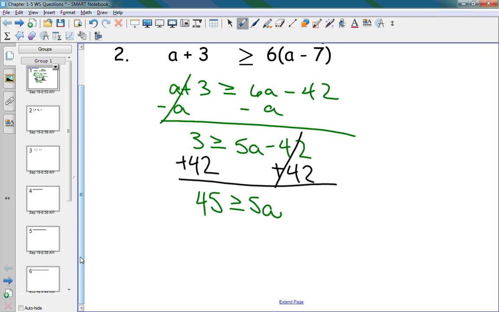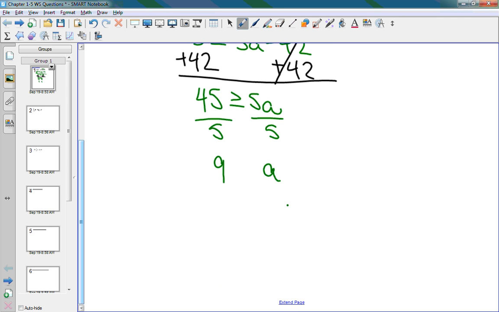And now I need to get rid of the 5. So how do I do that? It's attached by multiplication, so I divide both sides by 5. I get 9 is what? Do I flip the sign? No, I do not. I keep it because I did not divide by a negative.